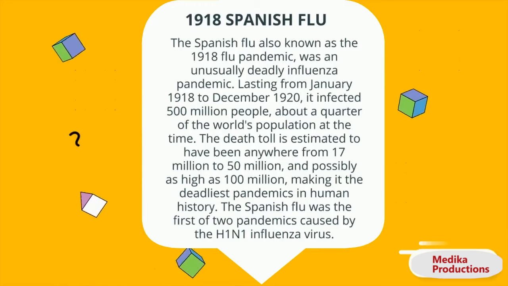It infected 500 million people, about a quarter of the world's population at the time. The death toll is estimated to have been anywhere from 17 million to 50 million and possibly as high as 100 million, making it the deadliest pandemic in human history. The Spanish flu was the first of two pandemics caused by the H1N1 influenza virus.